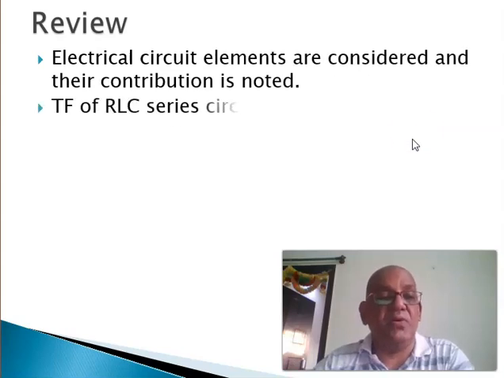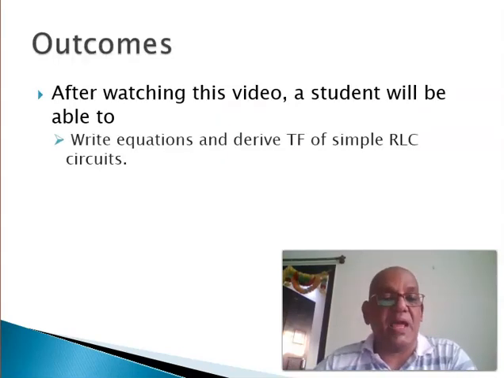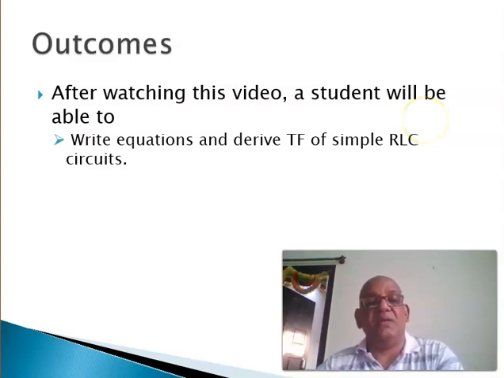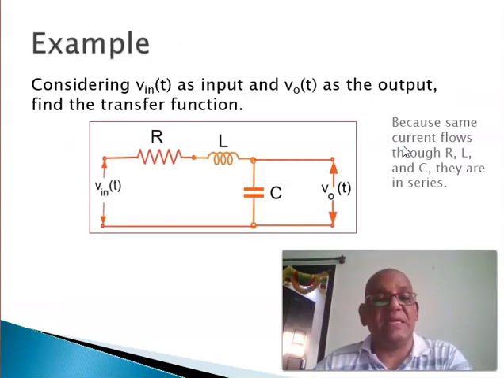In the previous video, we have considered electrical circuit elements, resistance, inductance and capacitance, and we have seen what will be their contribution when we take Laplace transform with zero initial conditions. Then we have seen how we can combine them, impose a system level constraint to obtain the transfer function of RLC series circuit. After watching this video, you'll perhaps be able to write equations and derive TF of simple RLC circuits. With that, we'll see an example.